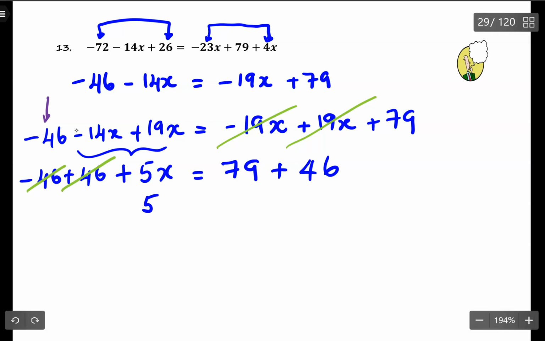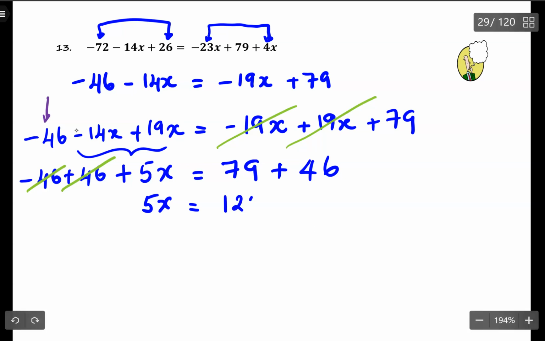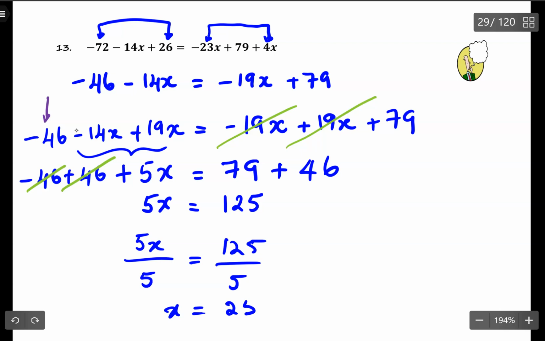So now you have 5x equal to 79 plus 46. It should give you 125, right? Okay, so now you bring it to a very simple linear equation to solve. So now you know exactly what to do. You divide both sides by 5, and then the solution should be 25.